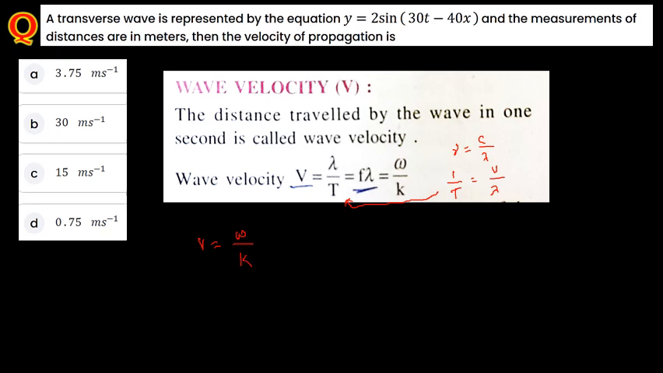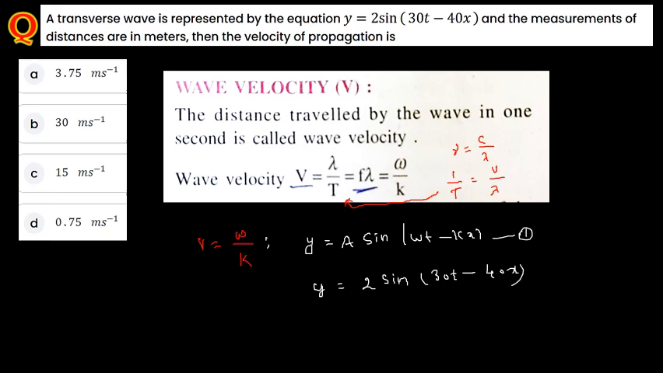Now, a similar concept in this case. In the previous one, for the progressive wave, y is equal to a sin(omega t minus kx). Compare this one to the question they have given. From here, this is the general equation. From the question they have given, it is 2 sin(30t minus 40x).